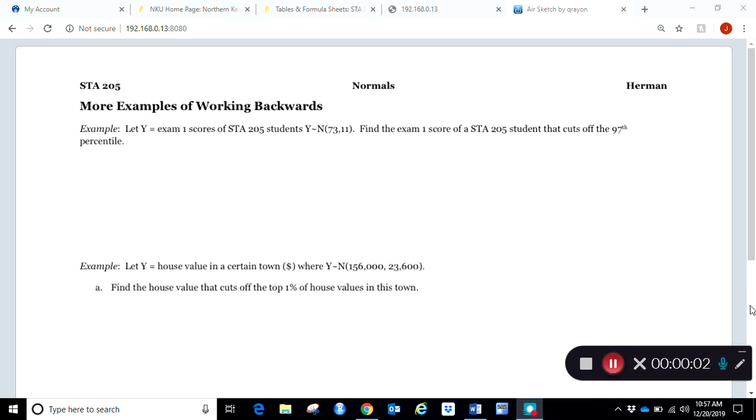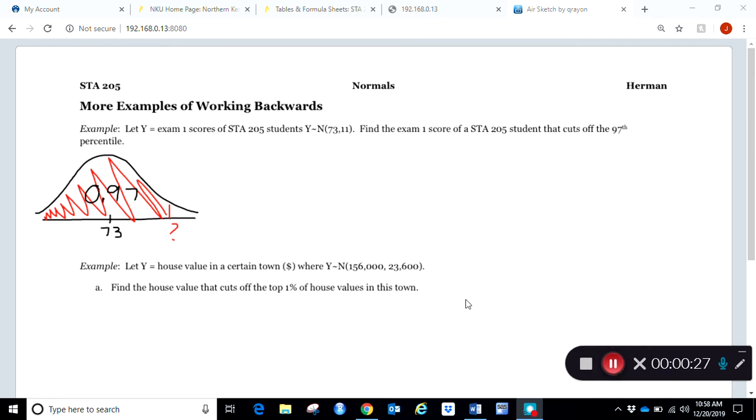All right, in this video, we're just doing some more practice of working backwards, similar to what we were doing in the previous videos. So again, this is a chance for you to practice. So I recommend pausing the video, trying the example, and then watching the answer to see if things match up. So try the first example on your own first, and then come back and see if we agree.